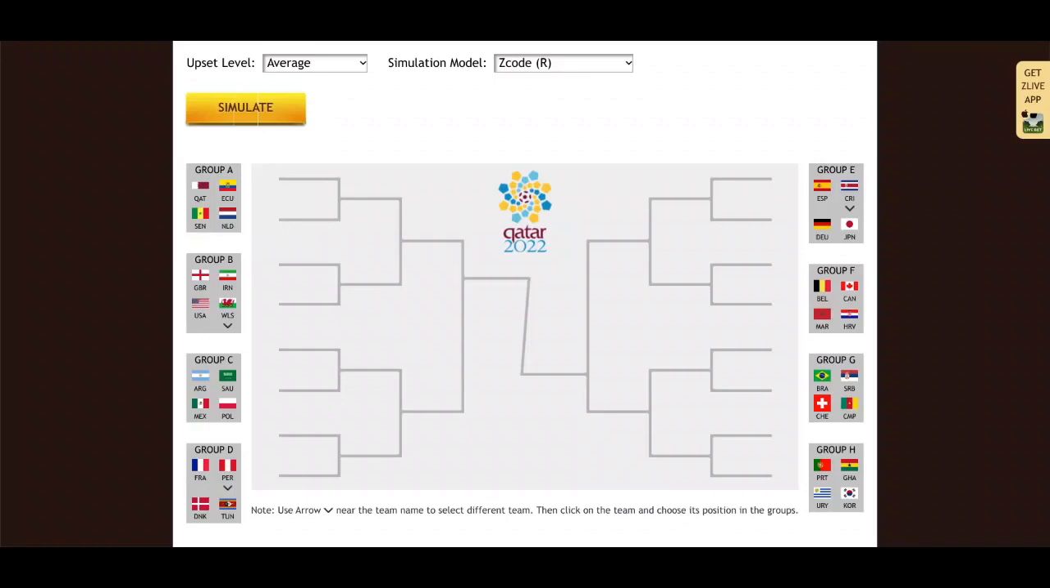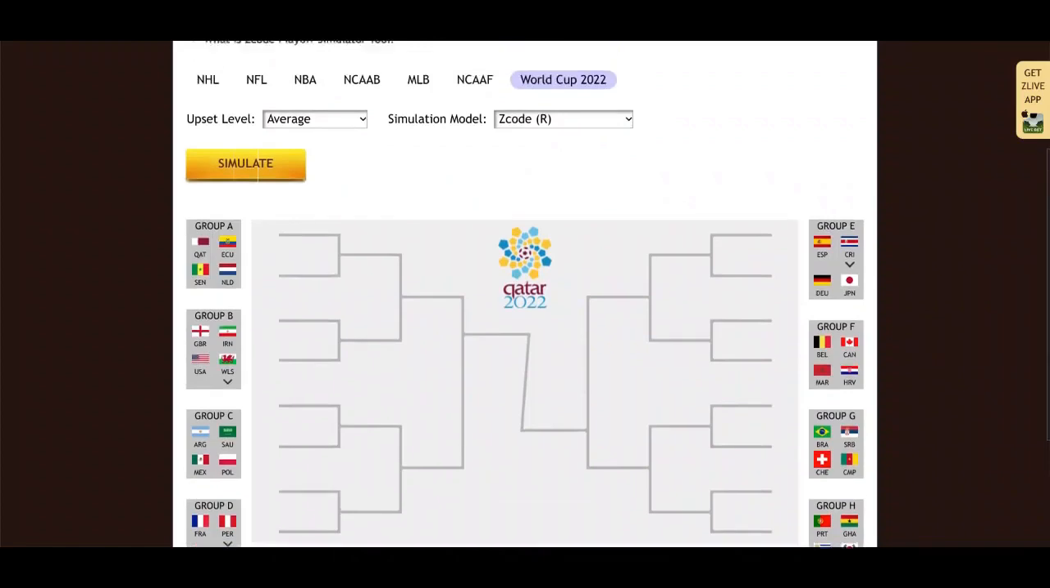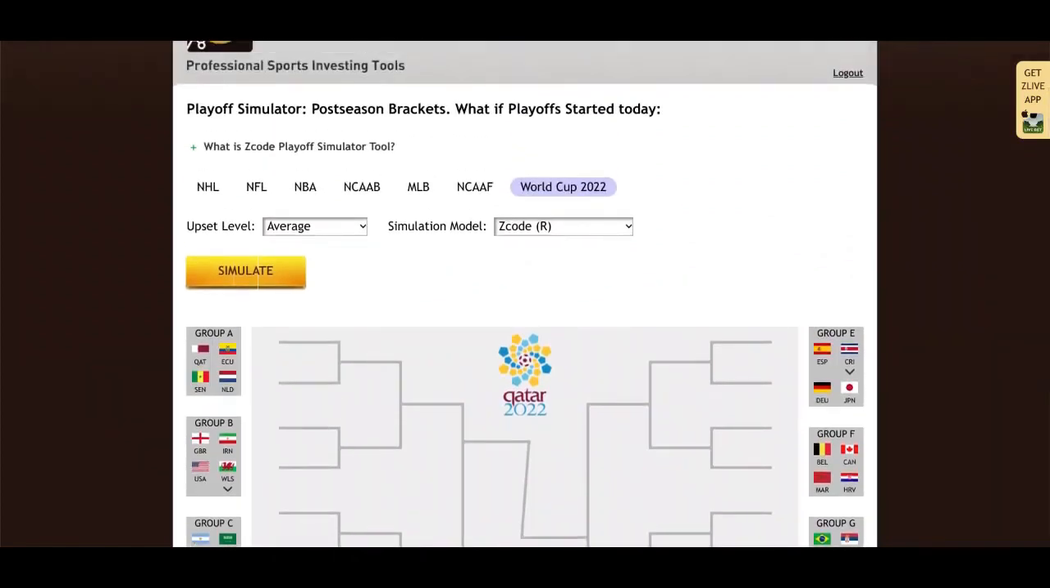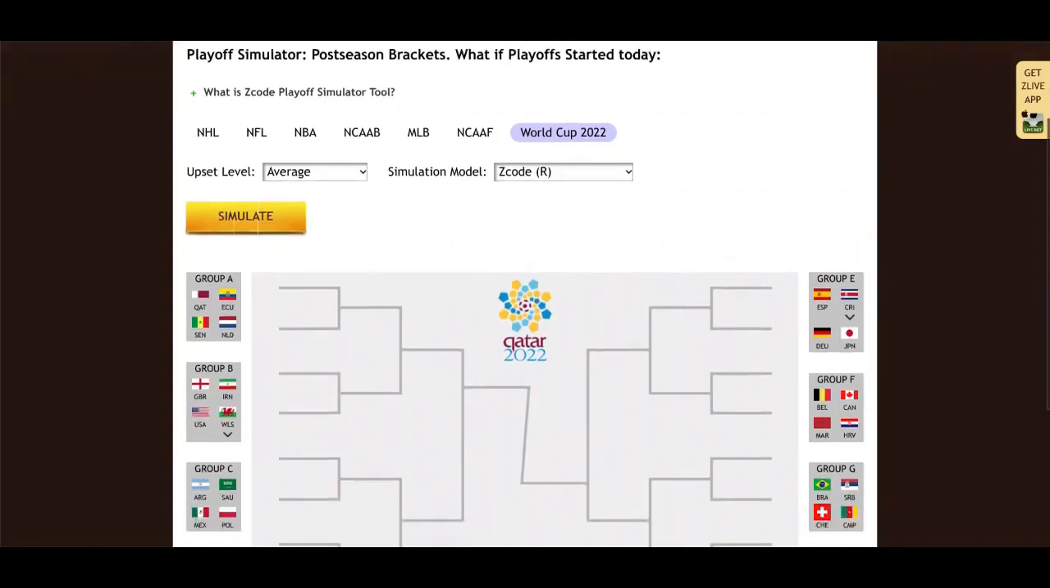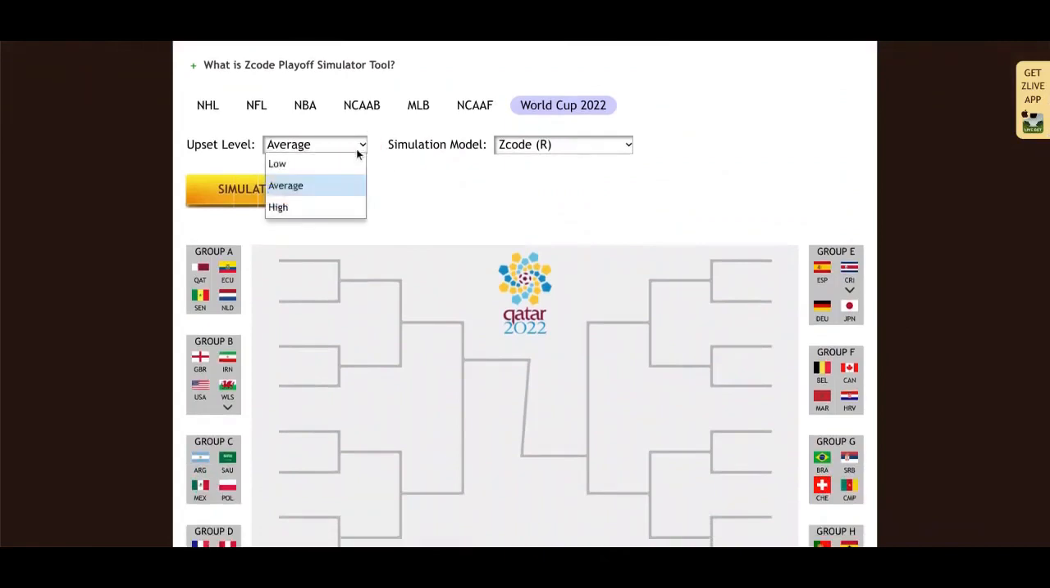All right, now let's take a look at the simulator here, and we're going to go through this. Of course, we've also got the Soccer Buddy tool at Z Code System, which gives you helpful hints and tips and predictions and picks on scores as well as winners. But this is just slightly different here, and we've got 3 different upset levels. I'm going to go through all 3 of them.